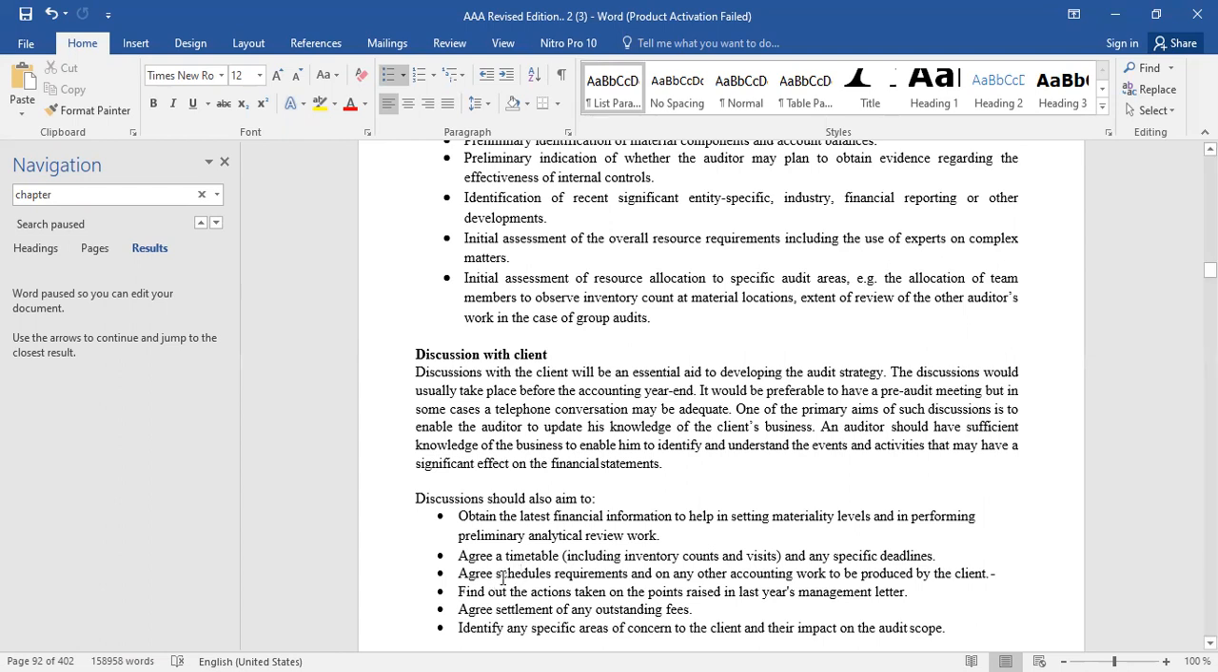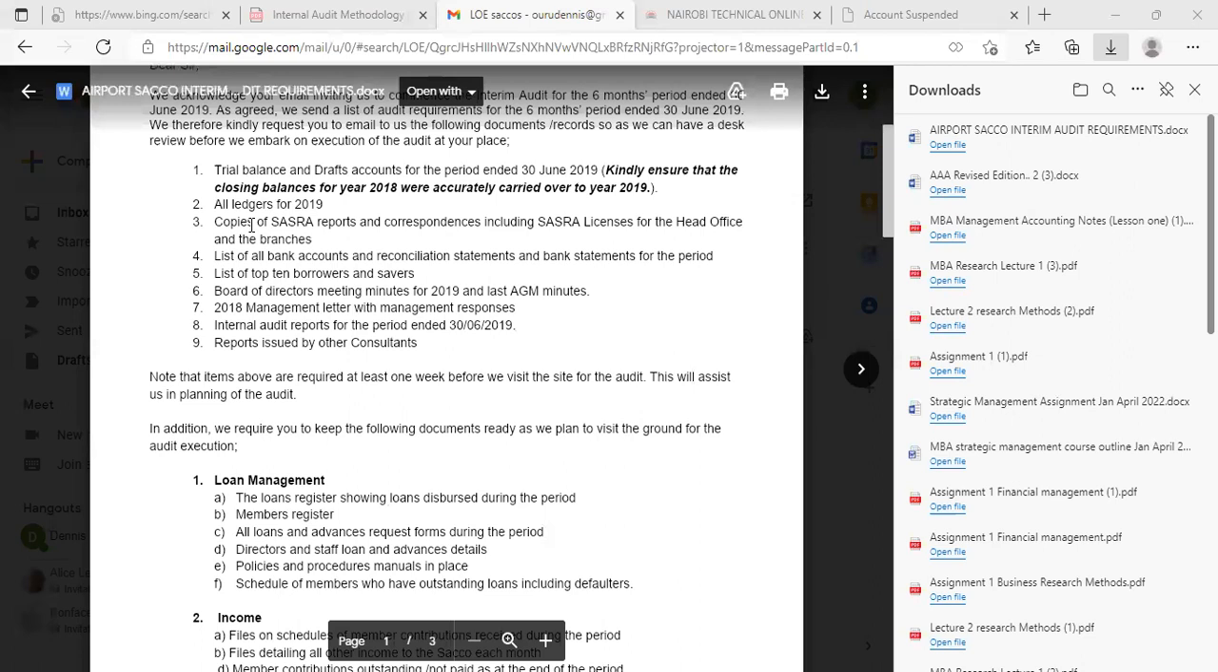When you talk about the schedule requirements, this is a list that the auditor sends to the client. Let me show you an example of schedule requirements. List of requirements for some audit. So you can send a list of the requirements.